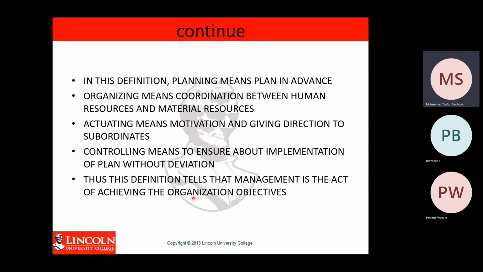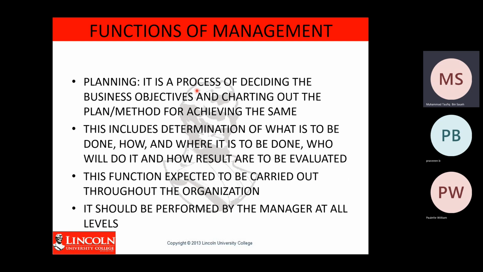Thus, the discipline tells us that management is the act of achieving the organization's objective. So the goal of management is to achieve the objective or the goal of the company. You make the planning, and then you organize your team, and then you lead them to do the activities, and you control the activities, so that at the end of the activities, you will achieve the goal that you already set in the earlier phase. So that is management and its function.